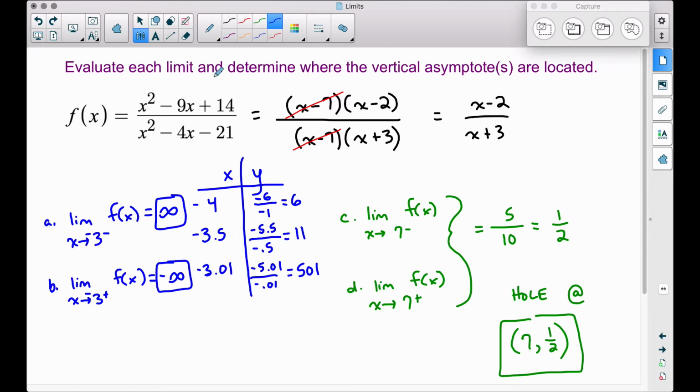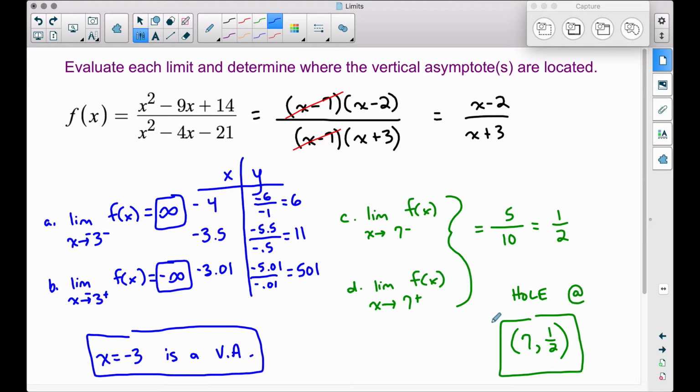Let's look at a graph of this function and see our hole as well. What do we have here? As we get close to negative 3, notice we are shooting off to positive infinity on one side and negative infinity on the other. Therefore, x equals negative 3 is a vertical asymptote. But what you don't want to say is that x equals 7 is a vertical asymptote. That's a hole. Let's look at the graph.